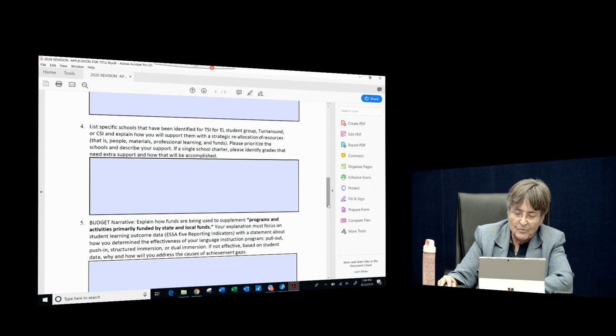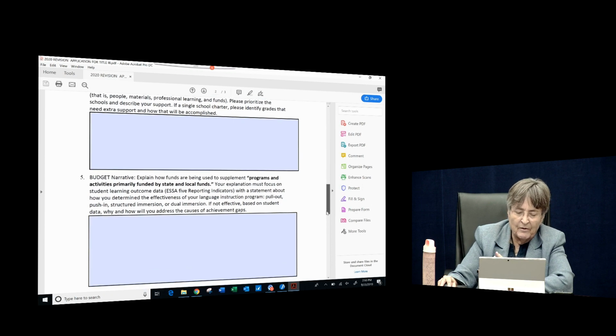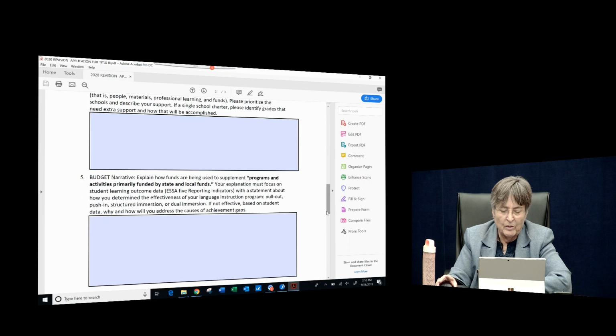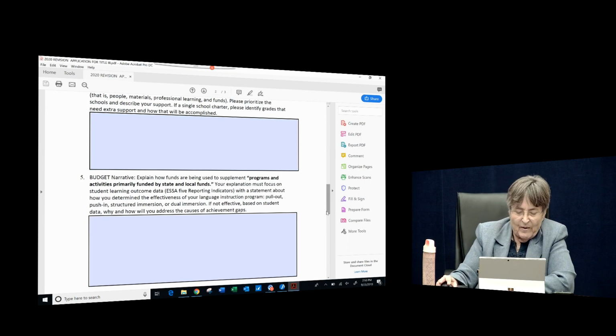And then the last, which is connected, is to explain how funds are being used to supplement. Your explanation must focus on the student's learning outcomes, the 5 ESSA indicators, with a statement about how you determine the effectiveness of your language program. So is it pull-out, push-in, structured immersion, dual immersion? If not effective based on student data, why, and how will you address the causes of the achievement gaps?